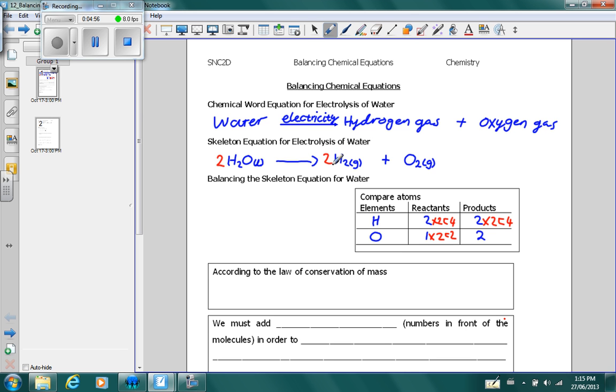So now that 2 is what I need to put in front of my hydrogens here to multiply that up. So I can see that the balanced chemical equation now is 2 water molecules reacts to give 2 hydrogen gas molecules plus 1 oxygen gas molecule. Okay, again, 2 times 2 hydrogens is 4, 2 times 2 hydrogens is 4, 2 times 1 oxygen is 2 total, and 1 times 2 oxygens would be 2 oxygens total. So now we have that balanced chemical equation.